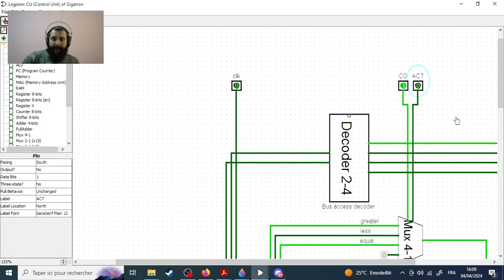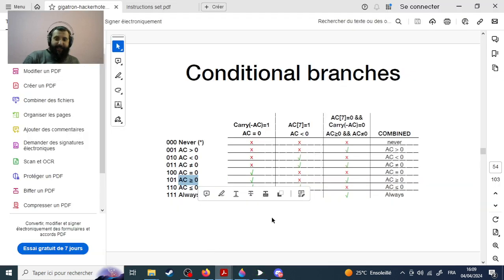Sir, I see. These two. Yes, means that. That means AC greater. No. And if you can show a little bit, carry is equal to 1 and AC 0 directly.